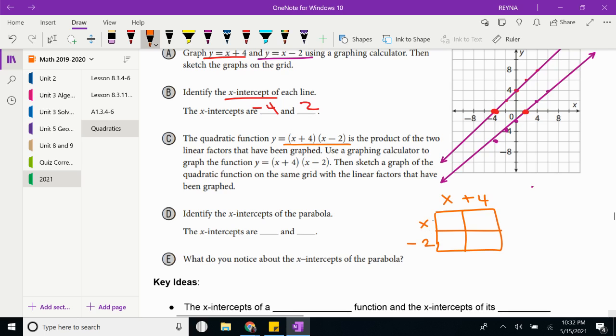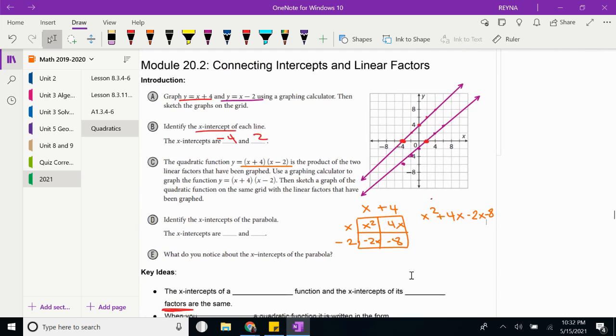We're going to multiply our box right here: x squared, 4x, negative 2x, negative 8. x squared plus 4x minus 2x minus 8. Let's scooch this over a little bit. Combine our like terms. x squared plus 2x minus 8.